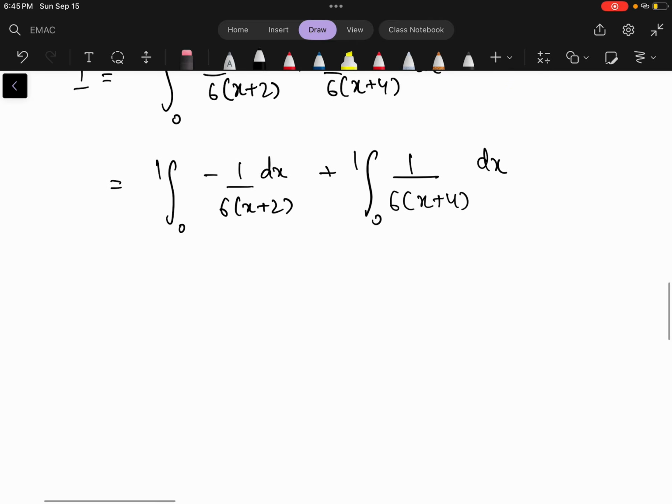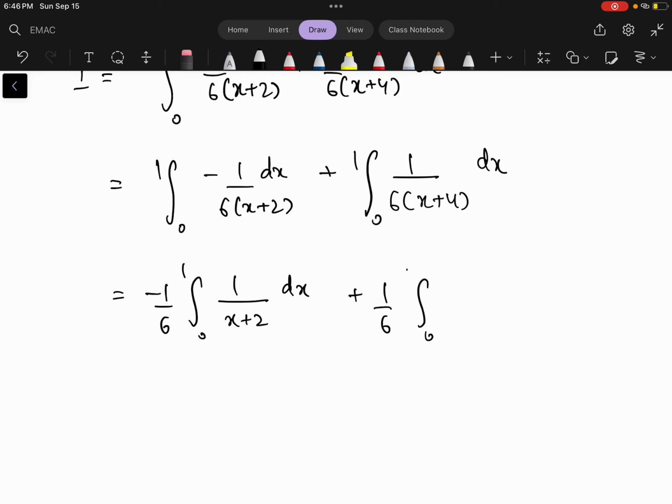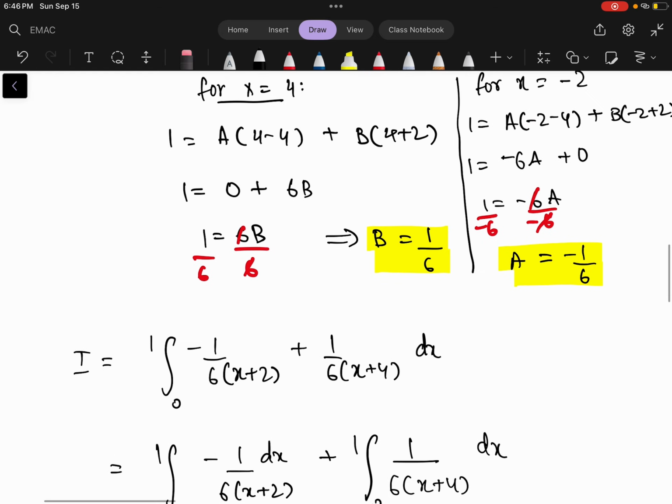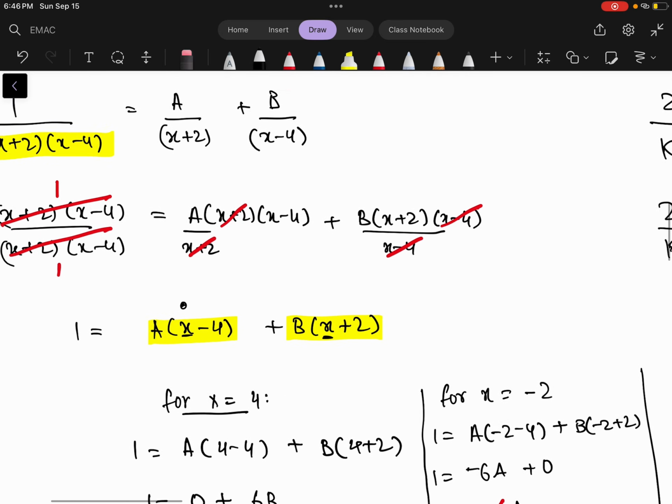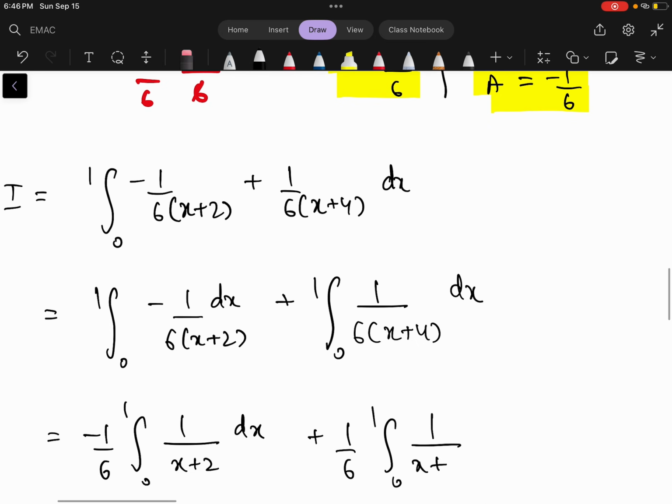okay, and then we're going to bring the coefficient out because this is a definite integral, and we're going to have to evaluate it, and we don't want to have to deal with the negative 1 over 6 because it's going to be factored out anyways. Plus 1 over 6, 0 to 1, 1 over, oh wait, I'm sorry, it's x minus 4.